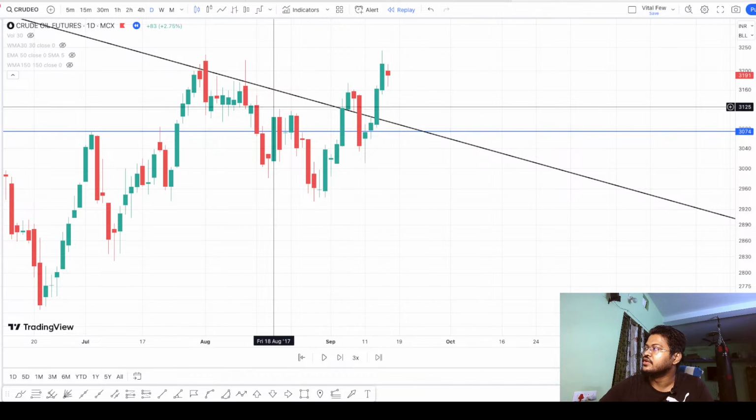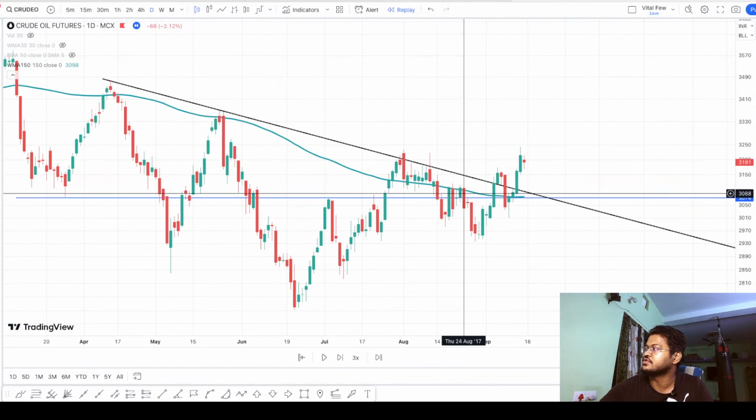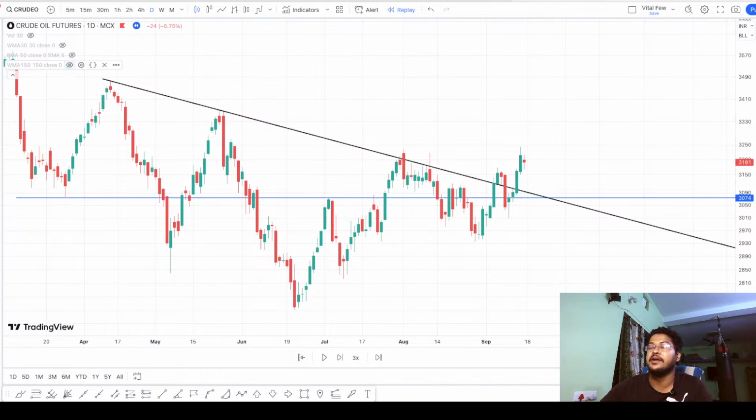Let's use the 150 period moving average as well. You can see that it is also going sideways. Slowly it is going sideways. It was going down at this level, but now it is slowly going sideways, and soon it might start turning like this. So here what I will do is I will initiate one position.